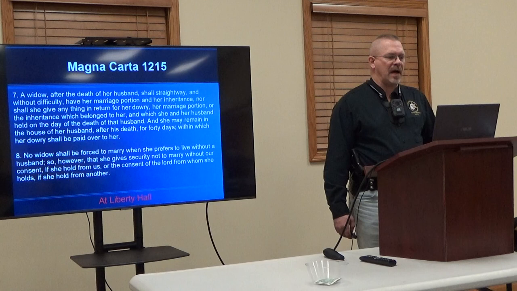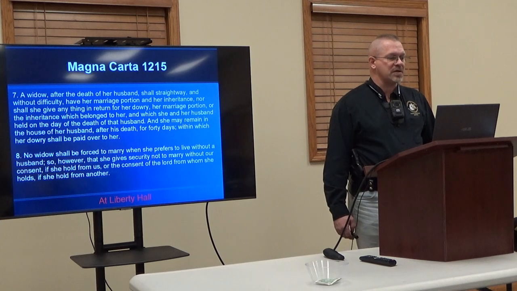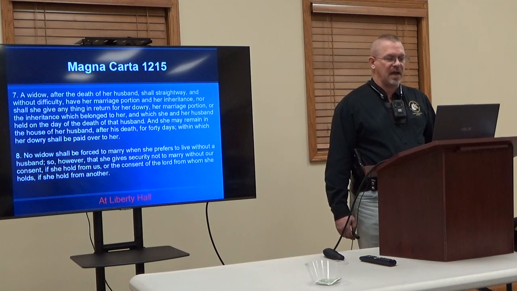7. A widow, after the death of her husband, shall straightway and without difficulty have her marriage portion and her inheritance, nor shall she give anything in return for her dowry. Her marriage portion or the inheritance which belonged to her and which she and her husband held on the day of the death of that husband, as she may remain in the house of her husband after his death for 40 days, within which her dowry shall be paid over to her.